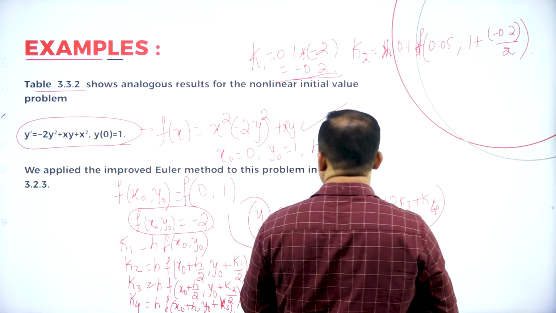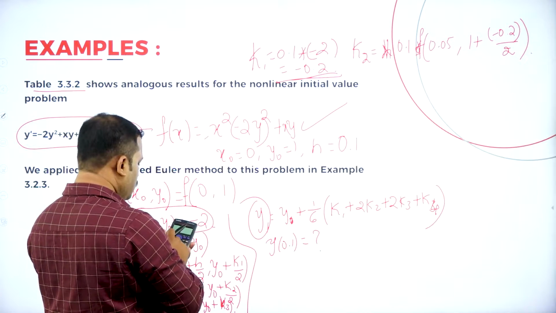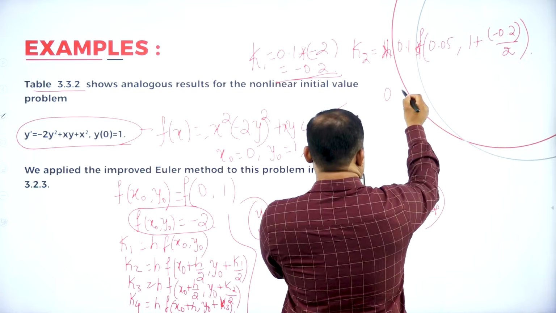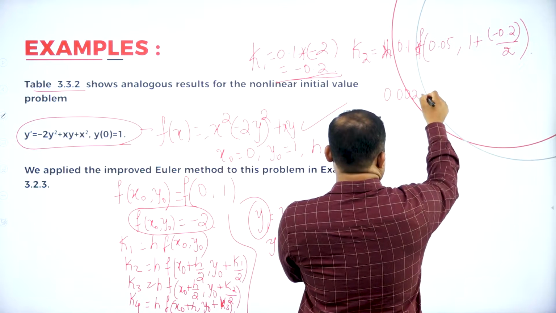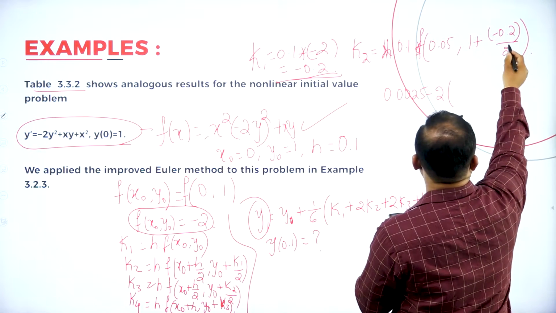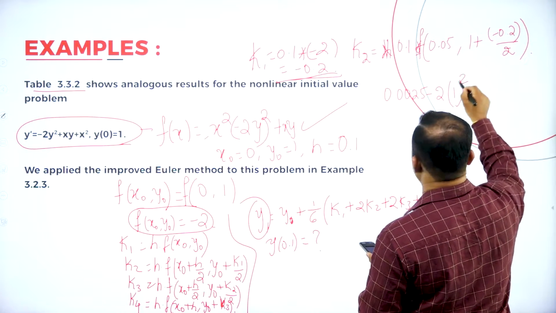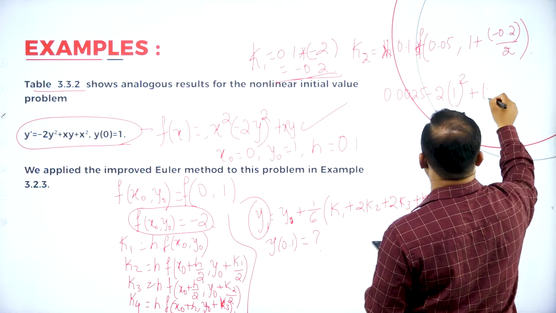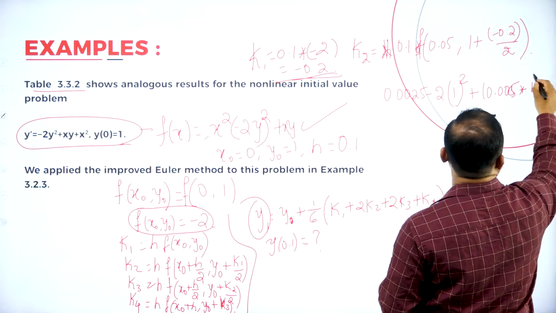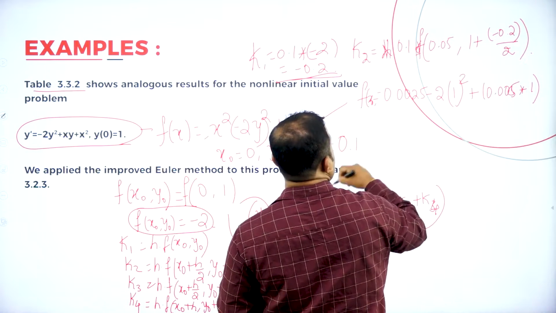f of 0.05 means this is 0.05 whole square, which is equal to 0.0025, minus 2 times y square. Y square means y is equal to 1, that is 1 square, plus xy. What is the value of x? 0.05 into y. What is the value of y? It is 1. So if we solve this, we'll get the value of f.